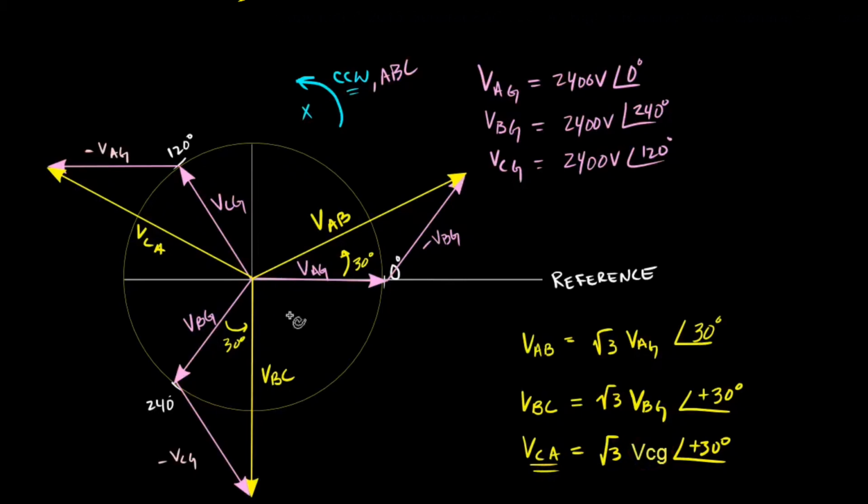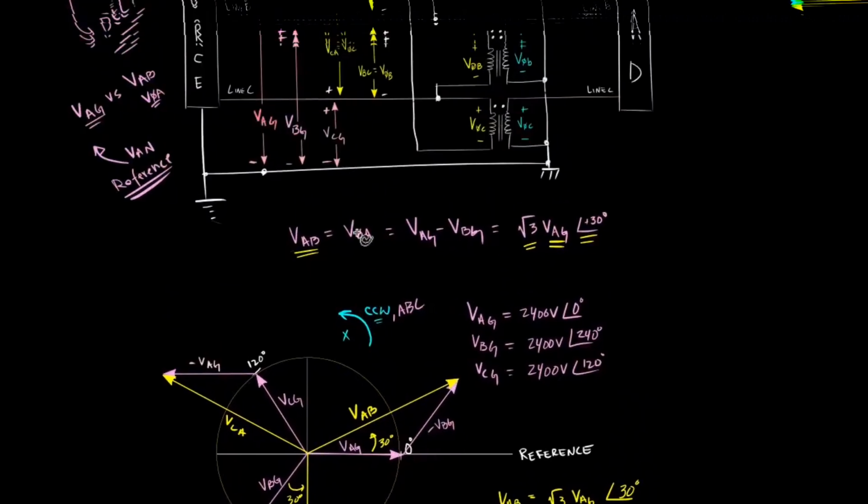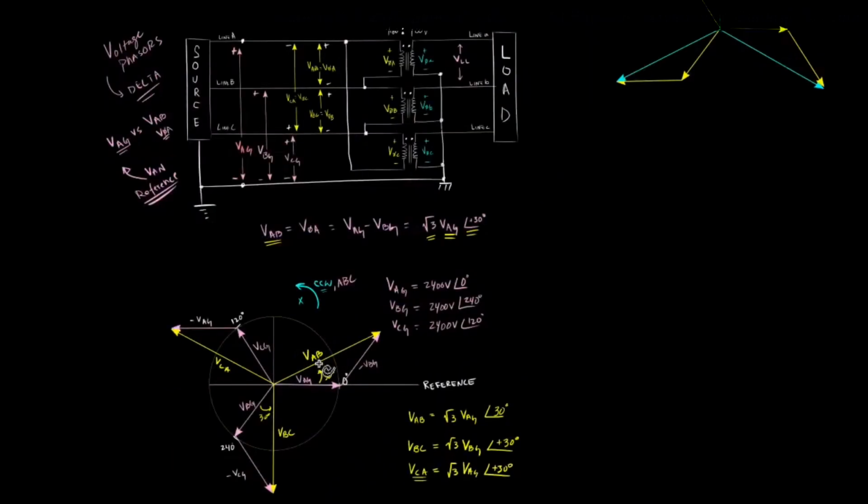So now we have the line-to-ground voltages as well as the line-to-line voltages represented in our phasor diagram. Let's zoom out here and verify this. Remember, VAB is a voltage across line A and line B. VBC is a voltage across line B and line C. And VCA is a voltage across line C and line A.